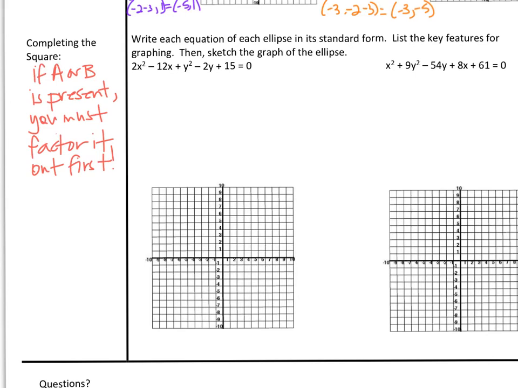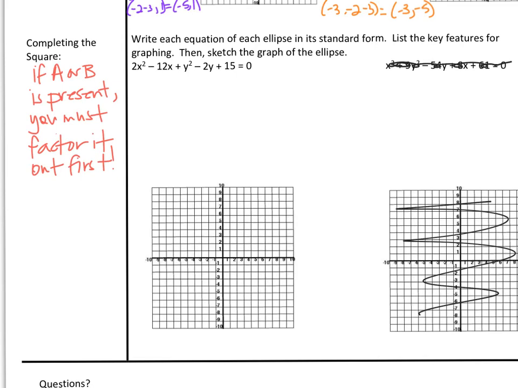out first. We're only going to do one of these because there's quite honestly not enough room based on all the work we have to do. So I'm just going to cross off the second one for now. And we're going to use all the space to complete the square for the first one. Sorry about that. All right, let's go. We have 2x squared minus 12x plus y squared minus 2y plus 15 equals 0.